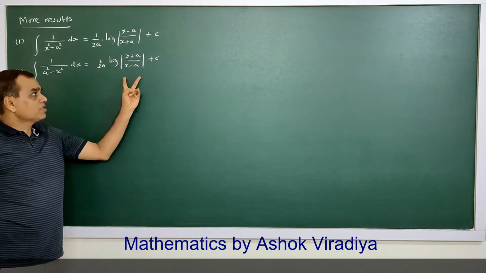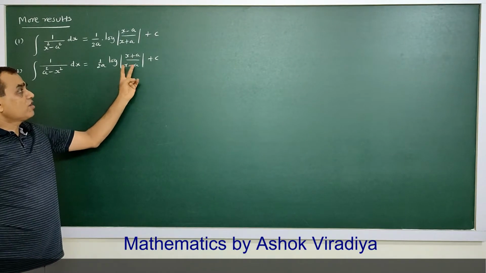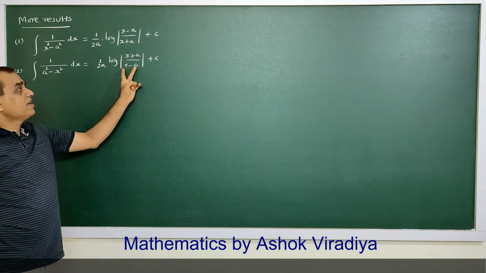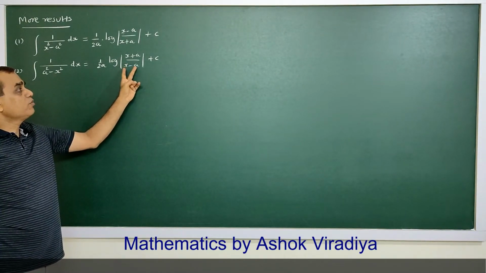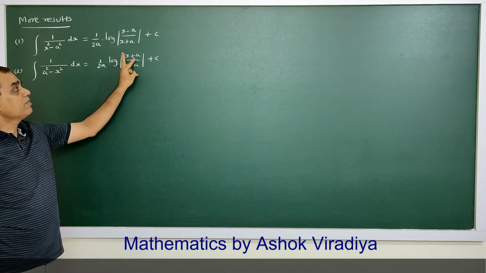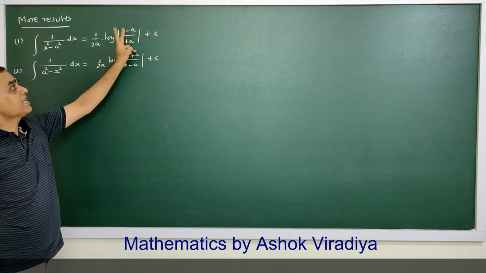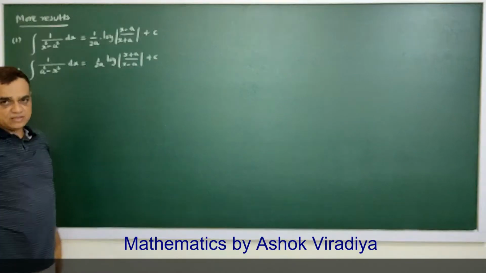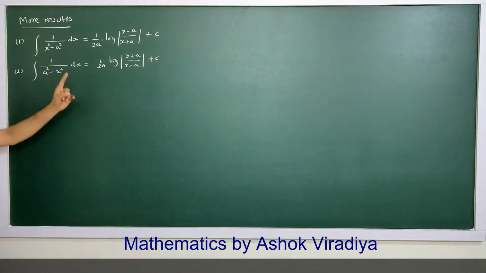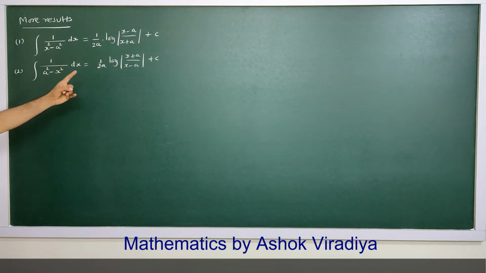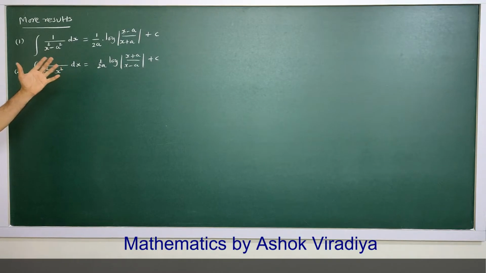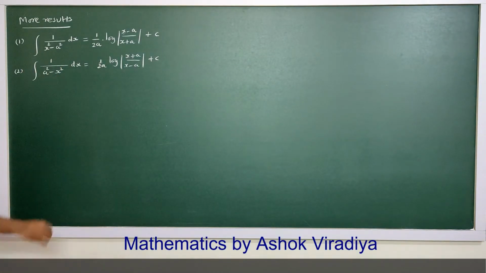Because of modulus, you can change this order. Instead of x minus a, you can put here a minus x, here a plus x. Because of modulus, you can put here a minus x, a plus x. So remember the difference. Compare both results and remember what is the difference in these results.